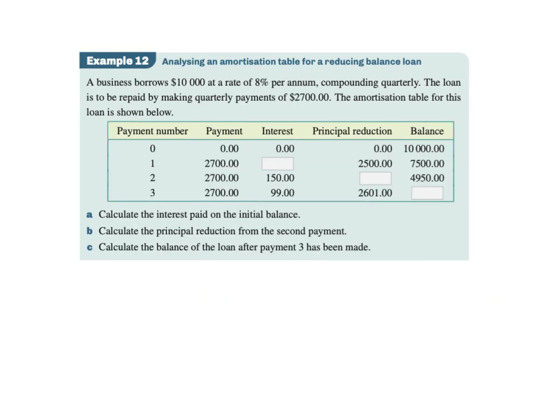So a business borrows $10,000 at a rate of 8% per annum. So VO, here's my beginning, here's my rate, and it says compounding quarterly, so PPY is 4. We will be moving into Financial Solver, and writing those things above it is very important because you use those things in there as well. So the loan is to be repaid using quarterly payments of $2,700.